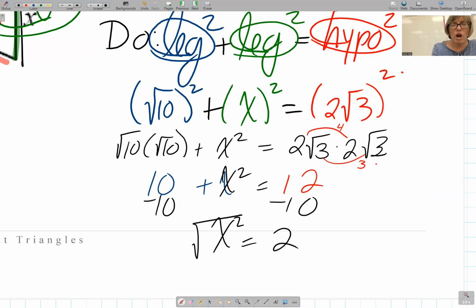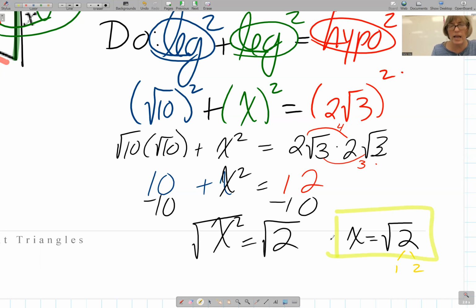Minus 10. Opposite of squaring is square rooting. So our x here, our unknown leg, is simply root 2. If you can simplify, do so, but you can't simplify root 2. There's nothing else there, so you are done. That is a recap from our previous lesson.